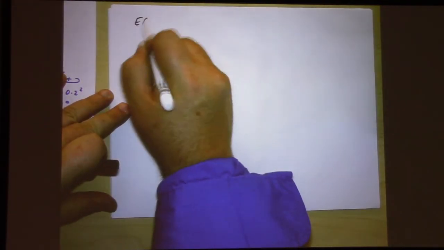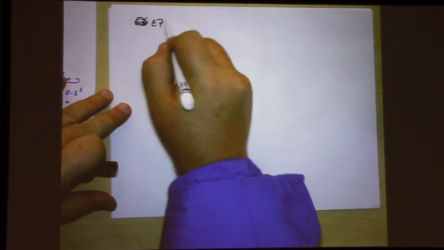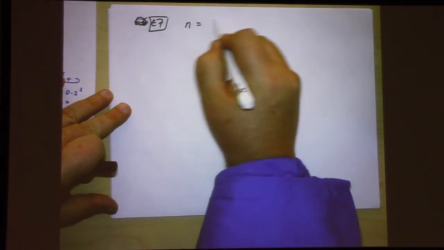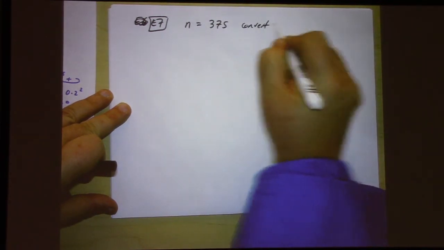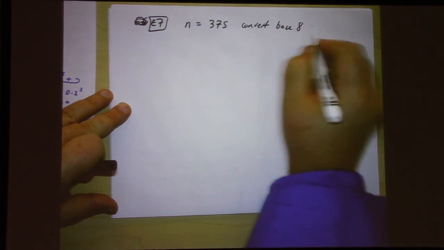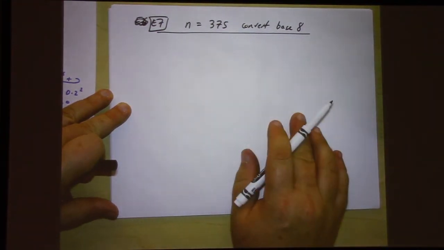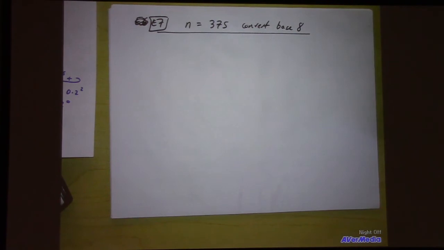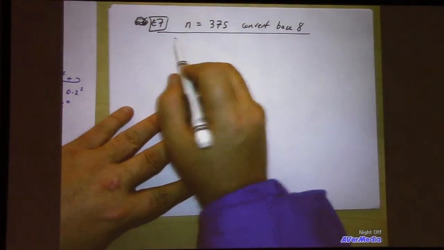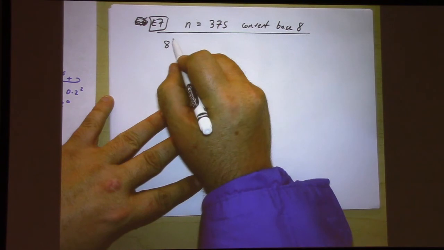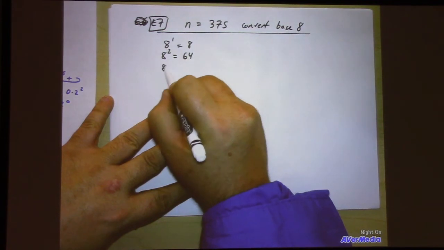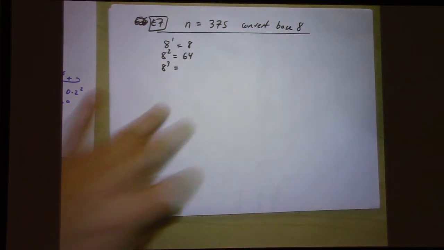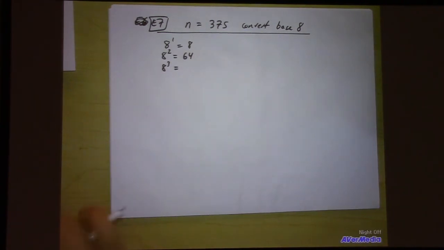Let's do this example, though. What if we have n equals 375, and I want to convert it to base 8? So to convert 375 to base 8, what you want to do is keep in mind what the powers of 8 are, right? So 8 to the 1 is 8, 8 to the 2 is 64. What's 8 cubed? 512, right?